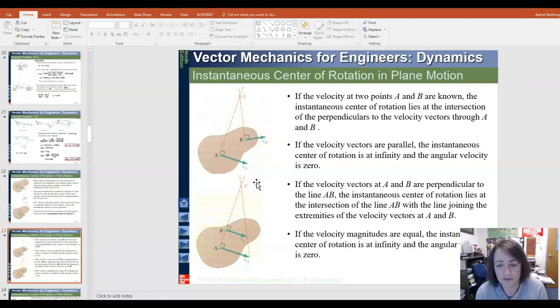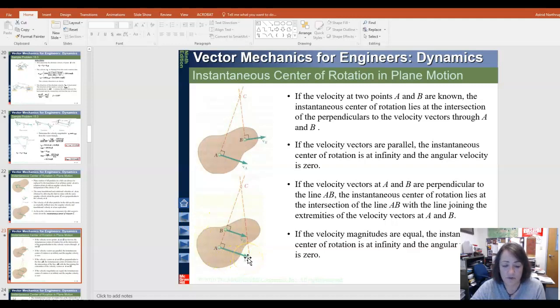If the velocity vectors at A and B are perpendicular to the line AB, then the instantaneous center of motion lies at the intersection of that line and the one joining the extremities of the vectors. So here, A and B both have parallel velocities, and yet the velocity of A has a different magnitude than the velocity of B. So you can do a geometric construction where you draw a line perpendicular to the vectors VA and VB through points A and B, in other words, the points that we're talking about.